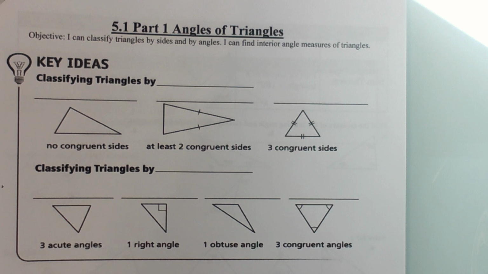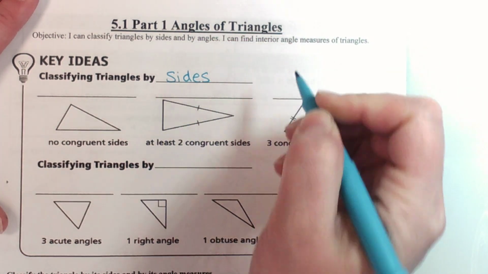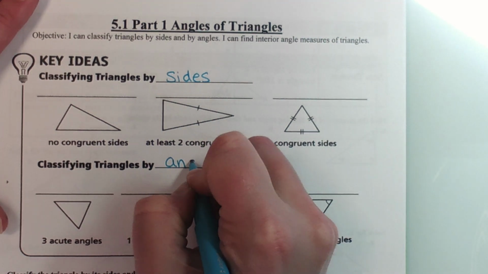The stuff that we are doing today should look, overall, familiar to you, because you've talked about this stuff before. One of the things we're focusing on is classifying triangles. Now, there's two ways to classify triangles. You can classify triangles by their sides, or you can classify them by their angles.